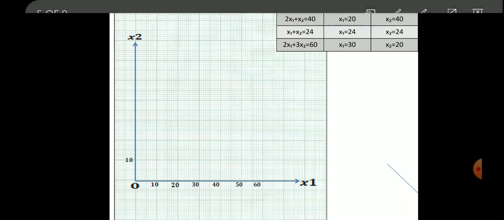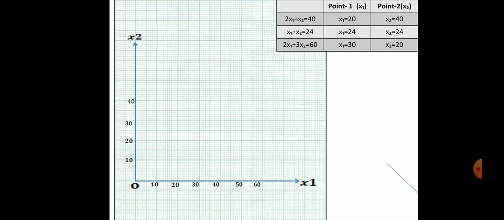So always, students, whenever you are plotting points, the values you take on the x1 axis, you have to take the same values on the x2 axis also: 10, 20, 30, 40, 50, 60 and 10, 20, 30, 40, 50, 60. So I have taken the same values. So next we will draw a line.